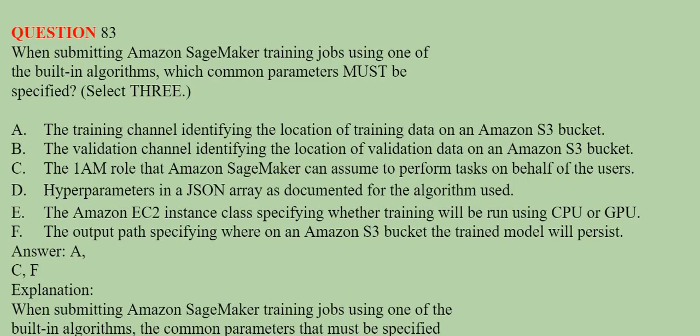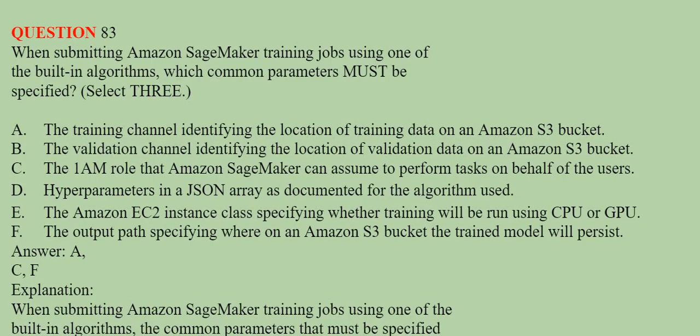Option B: The validation channel identifying the location of validation data on an Amazon S3 bucket. Option C: The IAM role that Amazon SageMaker can assume to perform tasks on behalf of the users. Option D: Hyperparameters in a JSON array as documented for the algorithm used.